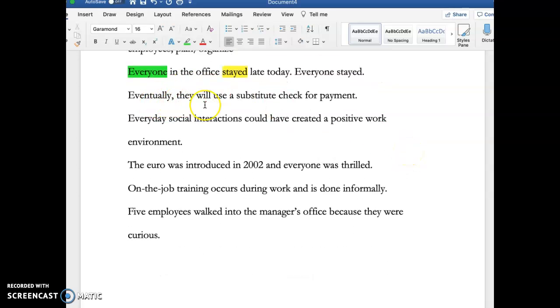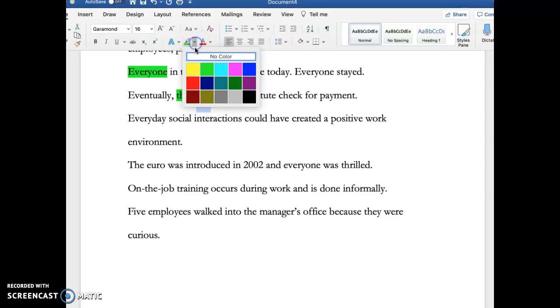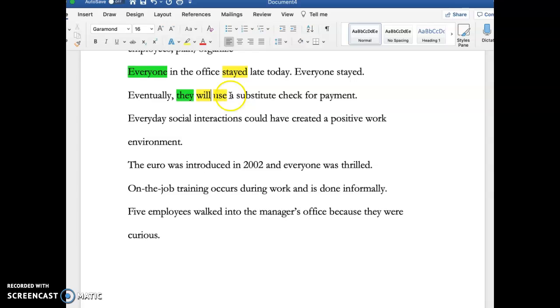So eventually they will use a substitute check for payment. So in this case, my verb is use. That's the action. And who is going to be using this substitute verb? They. So this is an example of a pronoun subject. Now look at this. I missed something. Will is a modal verb. It's putting use into the future tense, right? I will go to the store. I will use. That's tomorrow, okay?